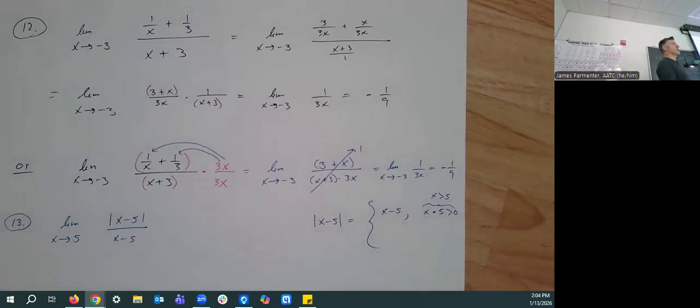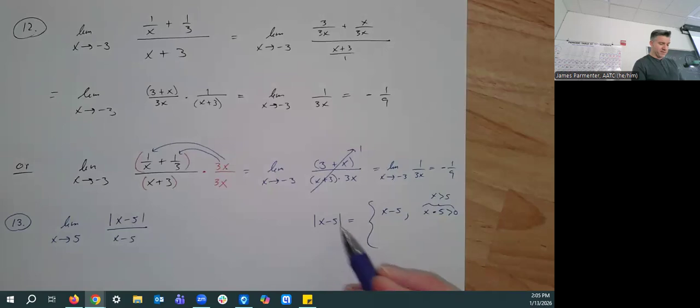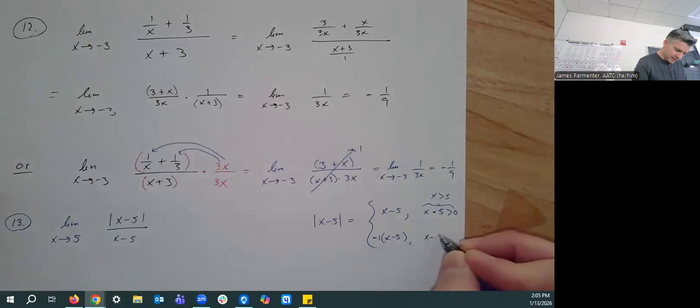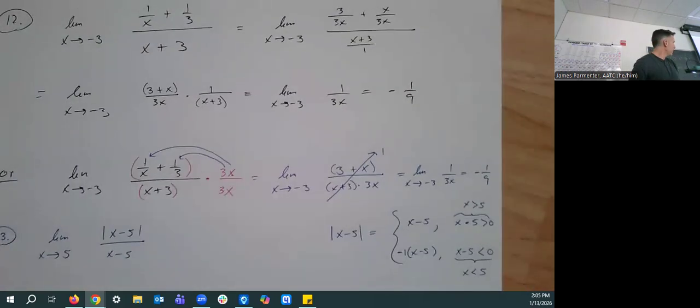And if the inside stuff isn't positive, if it's negative, the way you turn a negative thing into a positive thing is by multiplying it by -1. So we say that the absolute value of some stuff, well, if the stuff is negative, it's going to be -1 times that stuff, if the stuff, x minus 5, is negative. Or in other words, if x is less than 5.